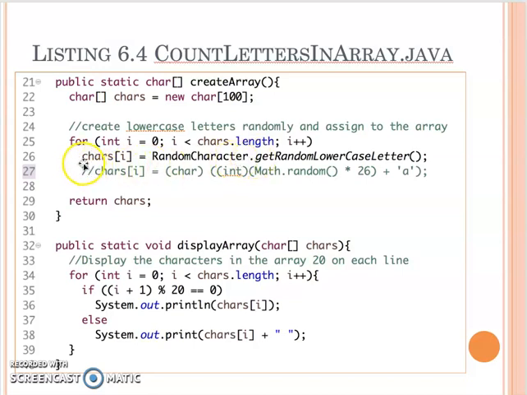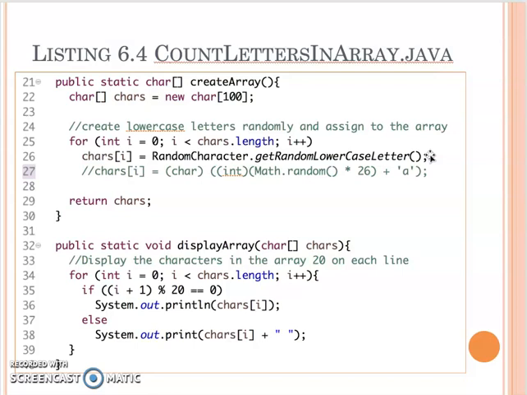So here I will show you two different ways. This way is from the textbook. In this textbook, we have a class called RandomCharacter, and in it there is a method called getRandomLowerCaseLetter. Each time you call this method, it returns a randomly generated lowercase letter. So we can do it this way. That's just the default library from Java.